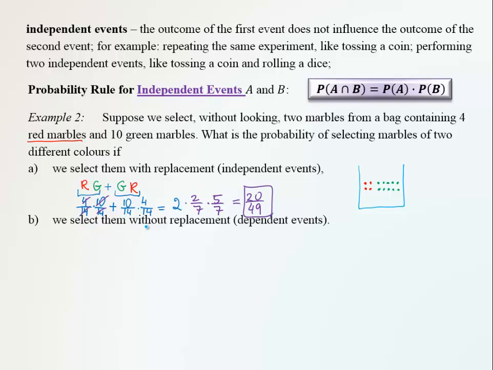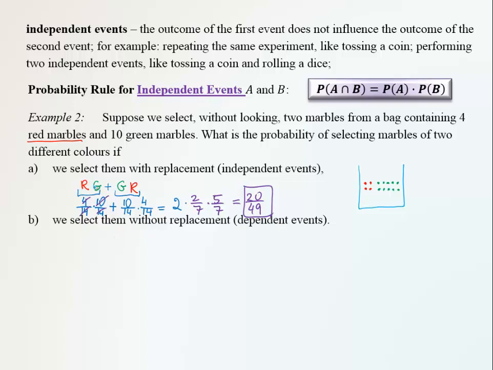Now, to find out the same probability of getting 2 marbles of different colors without replacement, that means our events are really dependent, because if we pick red, then the remaining number of marbles will change. It will be 13. So the probability of picking the next green will depend on what we picked before. Those are the dependent events. How would we calculate?